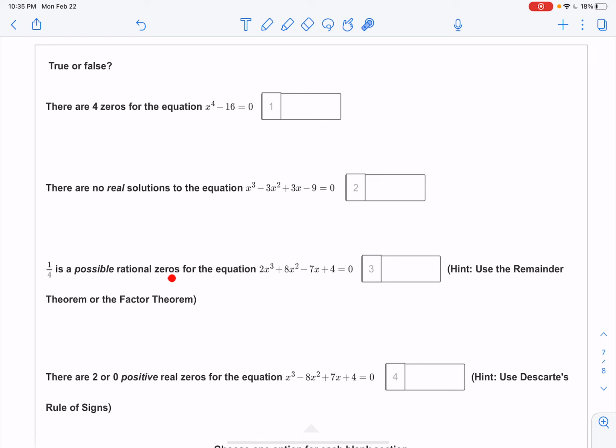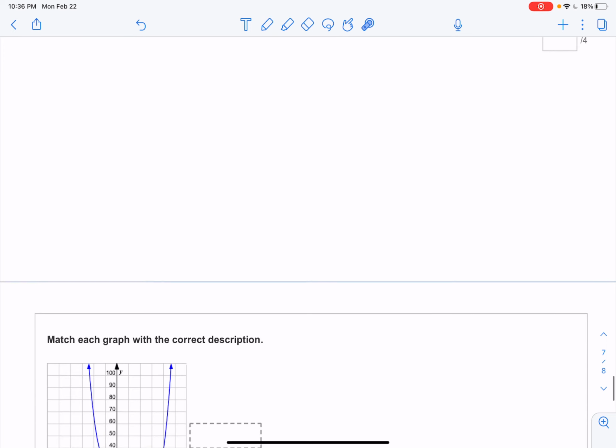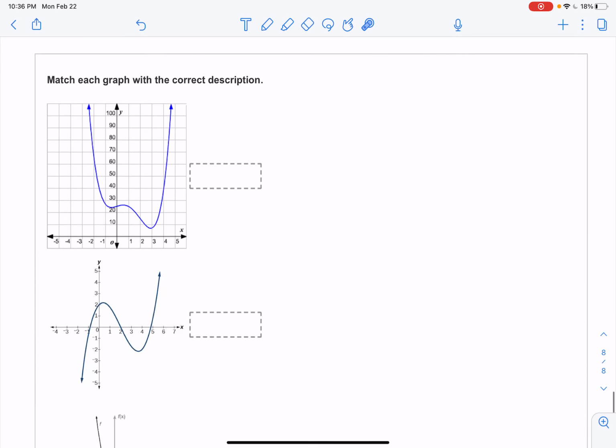1/4 is a possible rational zero for this equation, and here it says use the remainder theorem or the factor theorem. You can also use the possible rational root theorem, okay? There are 2 or 0 positive real roots for this equation. You can do that using Descartes' rule of signs, okay? You're just checking the positives, so you no need to do f of negative x here. True or false.